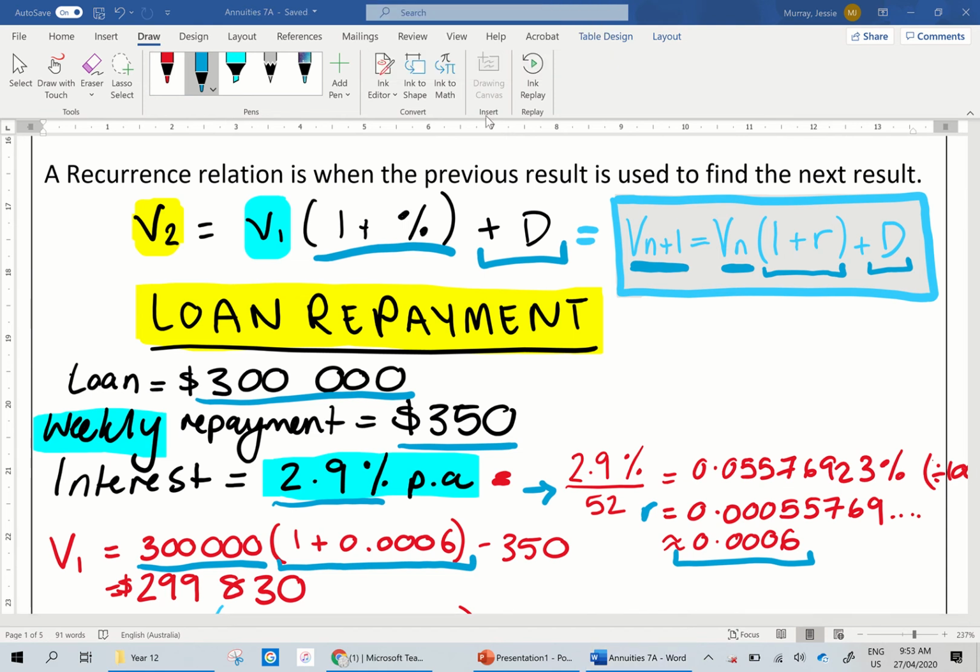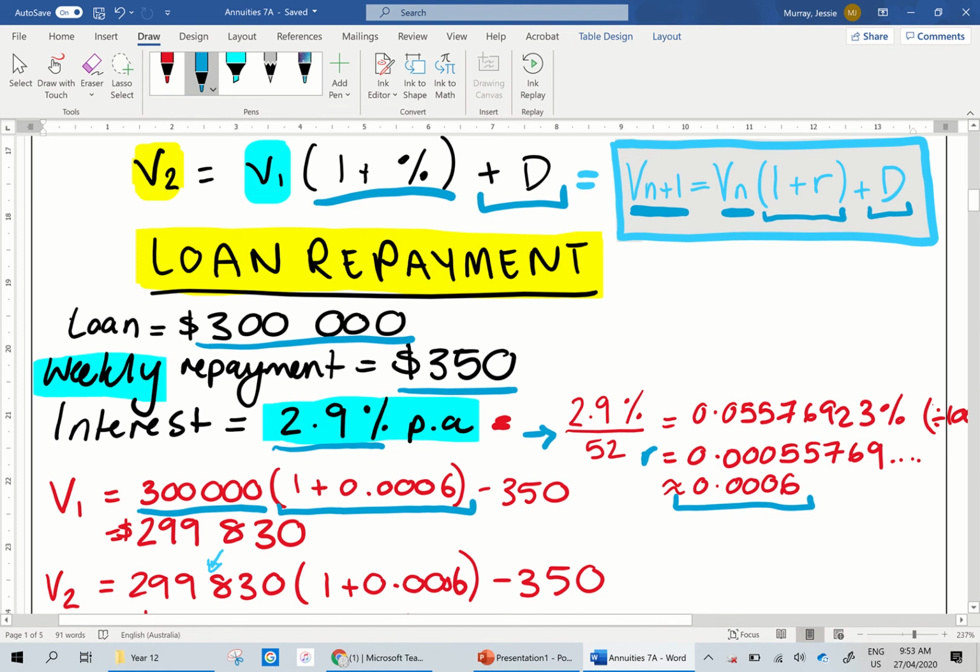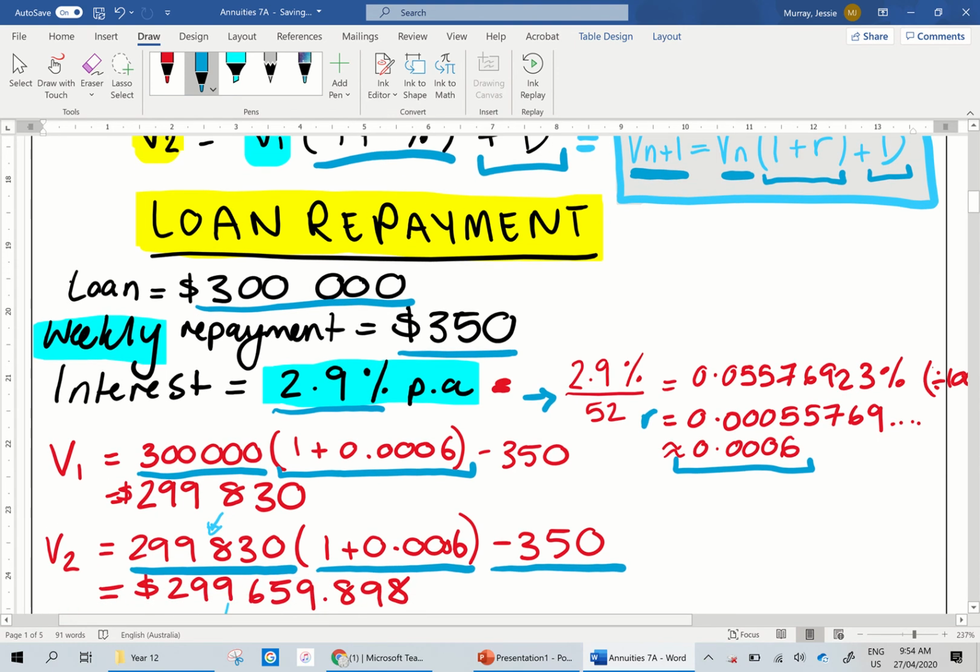Okay, so now let's look at what I owe after the second week. Well, I know that I have this $299,830. It is from what I had left owing after the first week. It's now charged interest again. But then I make that weekly repayment and I pay off $350, which gives me my next value of $299,659 and 89 roughly cents.